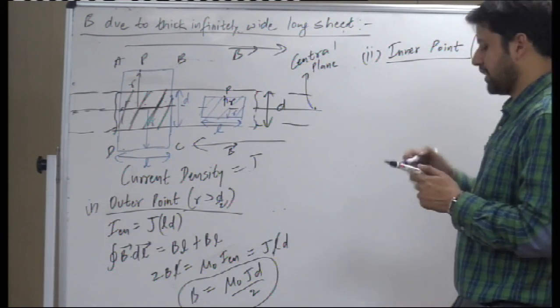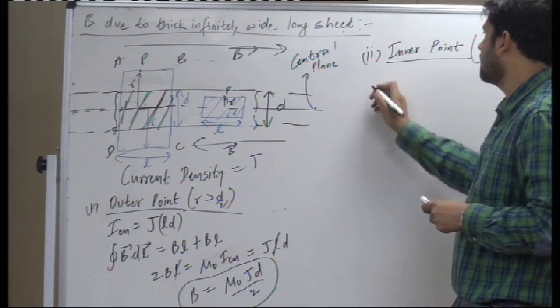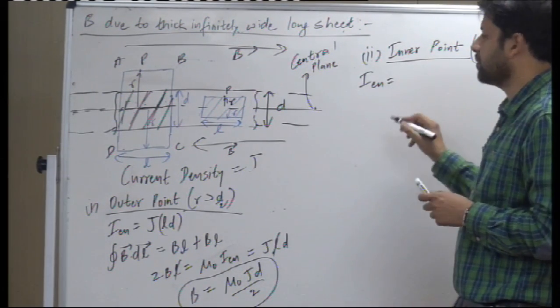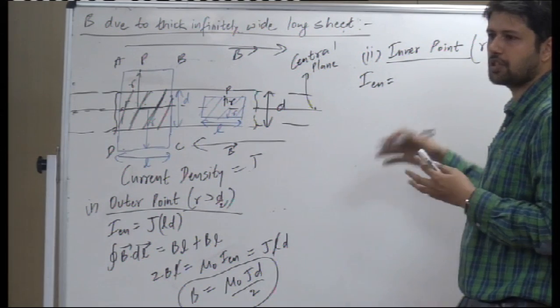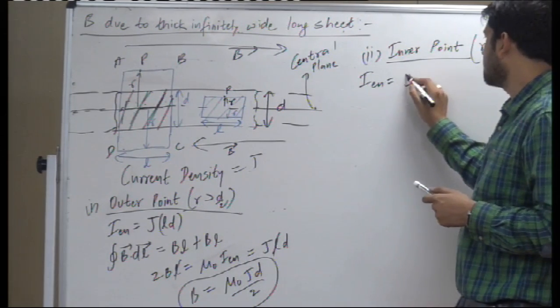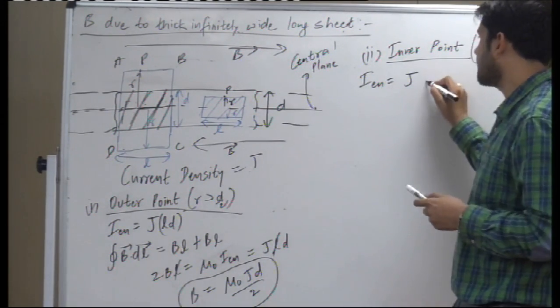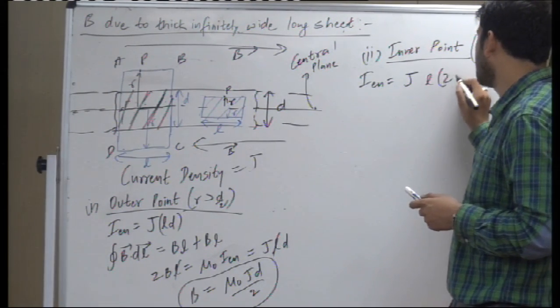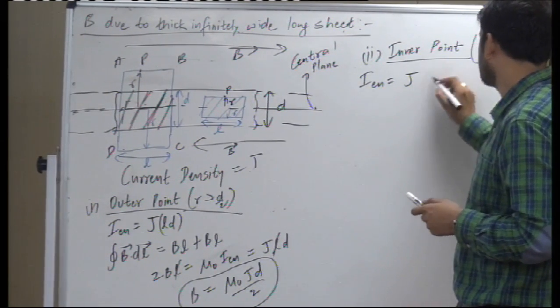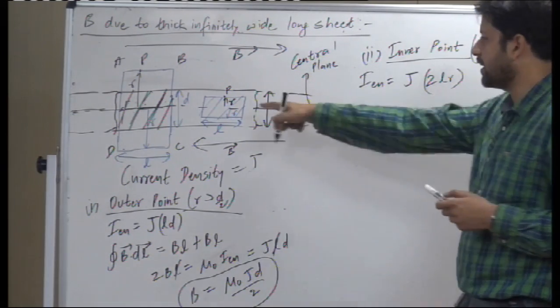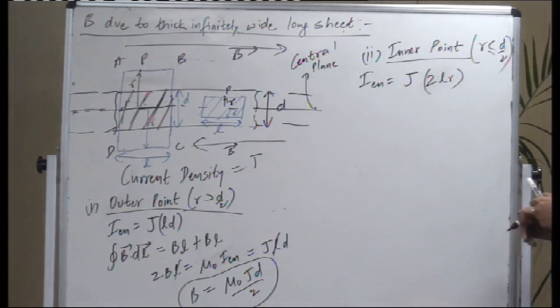So let's find the current. I enclosed would be how much? J into the area, which is L into 2R. So 2JLR. Is it okay?